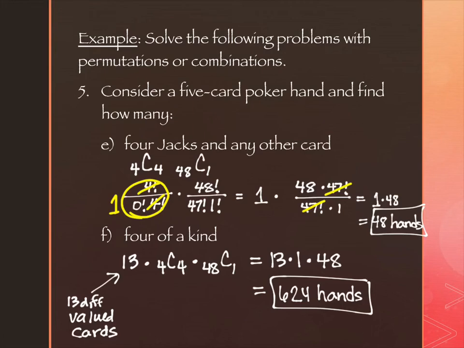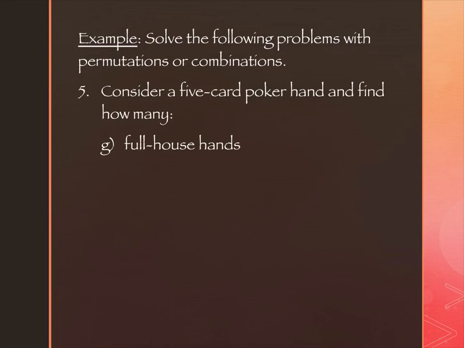Okay, we've got a couple more. We're going to do the full house. In a full house, I mentioned this before, we need 3 of one value card and 2 of another value card. So we established on the last question, how many different value cards are there? 13. And of those 13 cards, I pick one of them. So this is why it's 13.